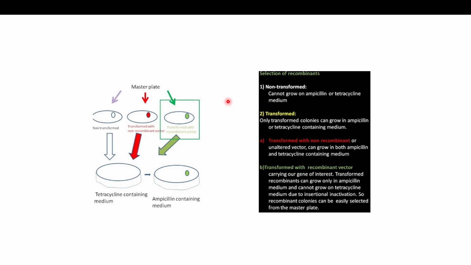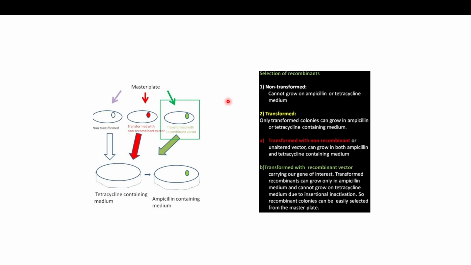Now, what can happen is if the gene of our interest has been correctly introduced at the tetracycline site, then the tetracycline resistance will be lost. So if the insertion has taken place correctly, I would see the growth of those cells only on the ampicillin medium, not on the tetracycline medium. Or suppose a medium contains both tetracycline and ampicillin, then I won't be able to see any growth on such a medium.